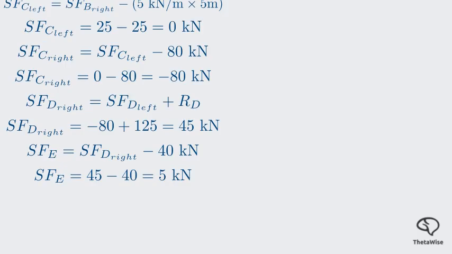At point E, the final downward load of 40 kilonewtons acts, bringing the shear force back to 45 minus 40, which is 5 kilonewtons. The memo's diagram shows it returning to 0. This is a discrepancy. Our calculation of RD equals 125 kN gives SFE equals 5 kN. If RD were 120 kN, it would return to 0. Let's assume there's a slight error in the problem's total force calculation or the memo's diagram, and we will follow our calculated values. Now we can draw the diagram.